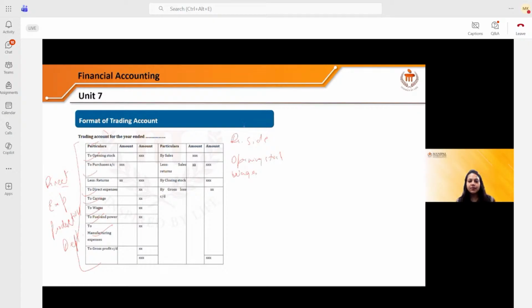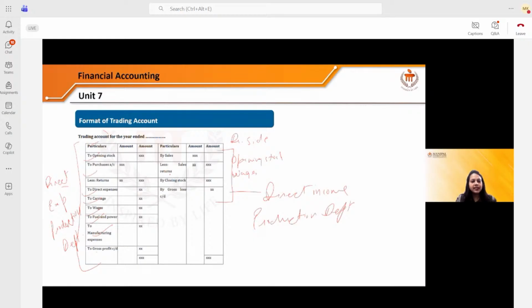And these items are direct income, which is also related to the production department. Other than that, no item comes in the trading account. So you will have to read out this list. That is why I have already told you to take a screenshot, so that you understand which items come on the debit side of the trading account and which come on the credit side.